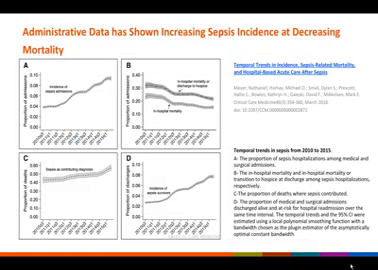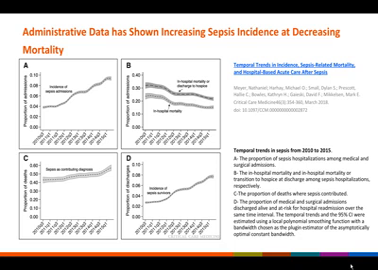A number of studies have well documented this trend of increasing sepsis incidence and decreasing mortality at the same time when using administrative codes. This particular study is among hospitals in UPenn's network, and increasing incidence is shown in box A, and decreasing mortality trends are shown in box B.